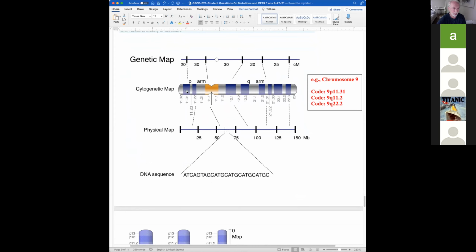This is called a cytogenetic map, which means it's based on looking in a microscope at the structure of a chromosome. And so I've said, for example, supposing this is chromosome 9, then if the code was 9p11.31, 9 means it's chromosome 9, P means it's a short arm. 11.31 would be this blue band right here. And 9q11.2, 9 is the chromosome, Q is the long arm. 11.2 would be this gray band.